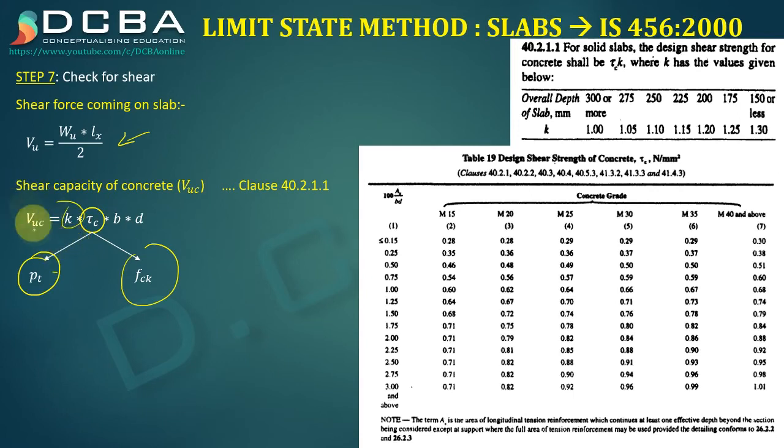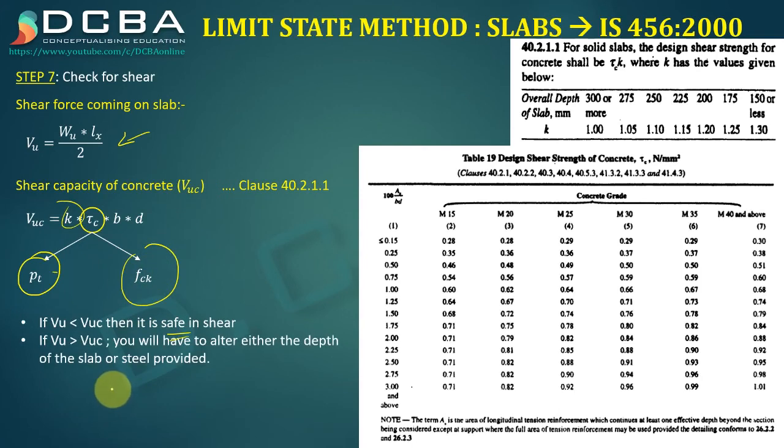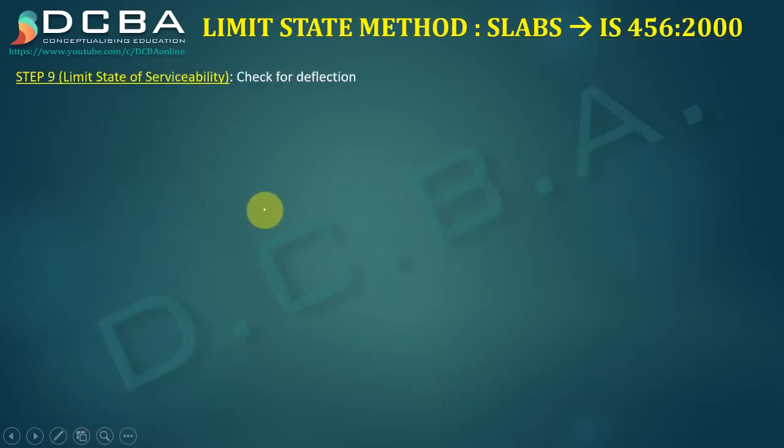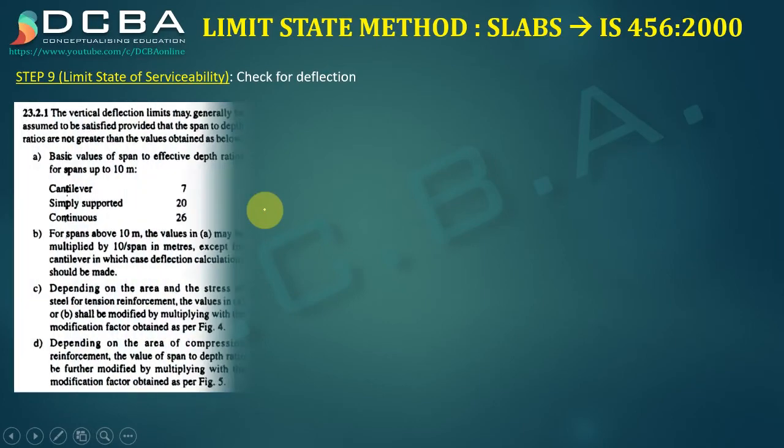And from VUC and VU we can say that if VU is less than VUC, then the slab is safe in carrying the shear, but if VUC is less than VU, then you will have to either alter the depth of the slab or the steel provided in the slab. Altering the steel is more convenient, right? Next step is limit state of serviceability, and that is the check for deflection.